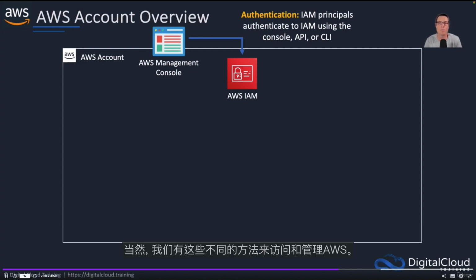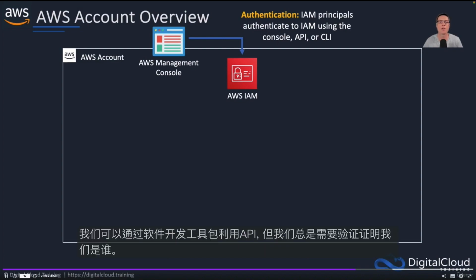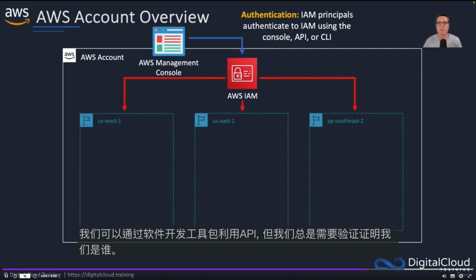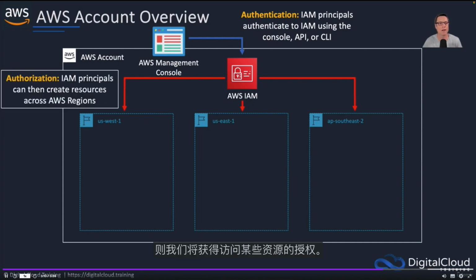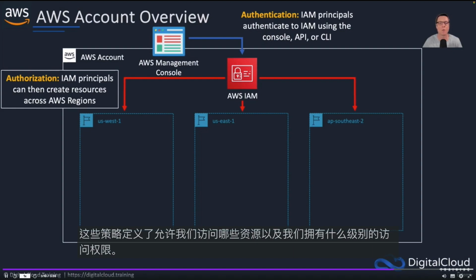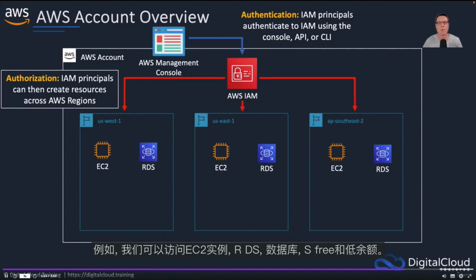And of course, we have these different methods of accessing AWS and managing it. We can use the console. We can also use the command line interface, or if we're developing code, we can leverage the API through a software development kit. But we always need to authenticate, prove that we are who we say we are. For example, with a username and password if you're logging into the management console. Then we get authorized to access certain resources. And this is defined through policies. The policies define what resources we're allowed to access and what level of access we have. For example, we might have access to EC2 instances, RDS databases, S3 and load balancers.